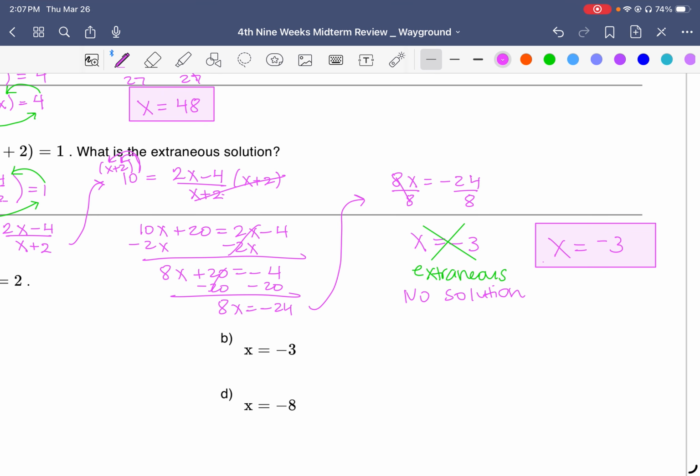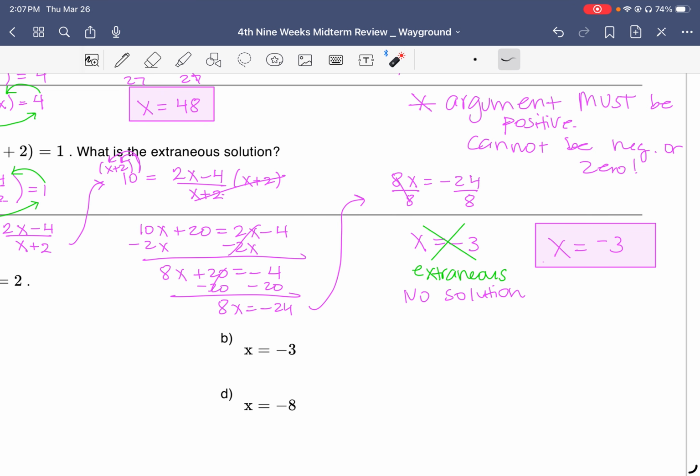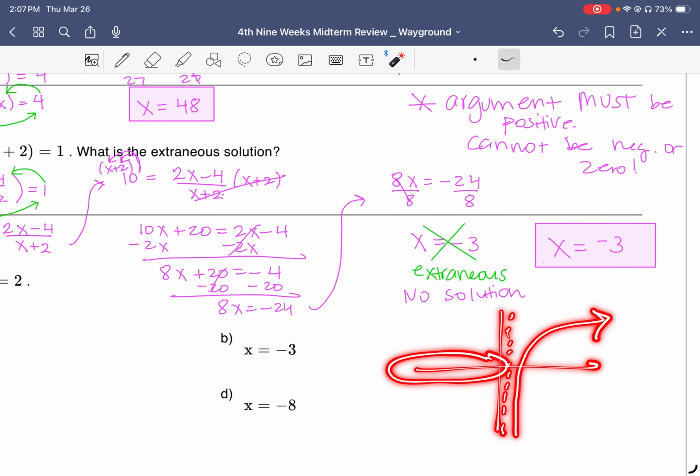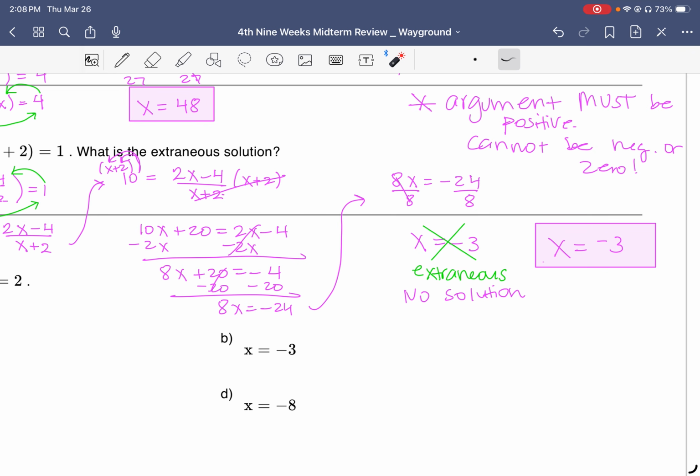Why can the argument not be negative? I'm going to have you make a note of that. Your argument must be positive. It cannot be negative or 0. It cannot even be 0. The reason why is because these are logarithms, and remember that logarithms have vertical asymptotes. And usually the vertical asymptote is at x equals 0 and everything goes up and to the right. That means that you cannot have any negative x values, and you cannot have an x value of 0 because that is where the vertical asymptote is.